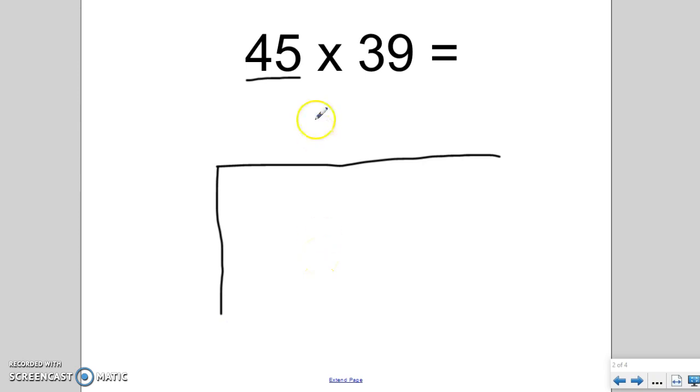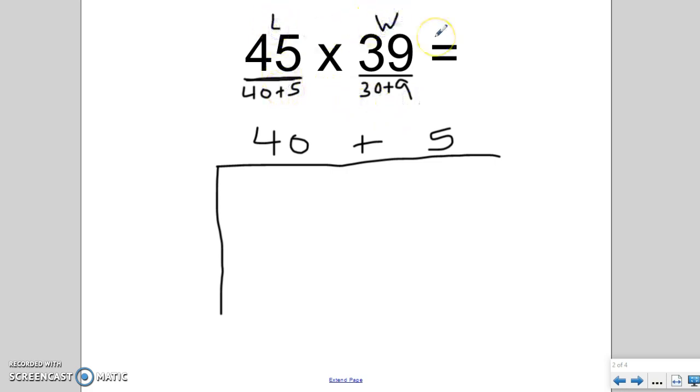And when we were doing one-digit numbers, we would basically take this first number and put it in expanded form, which in this case 45 is 40 plus 5, and that would go across the length. So we would have 40 plus 5. Before, all we had along the width was a single digit, because we only had a one-digit number here, and that one-digit number was that same number in expanded form. Now that we're multiplying by a two-digit number, 39 is the same as 30 plus 9 in expanded form. So this becomes the length and this becomes the width of our rectangle.